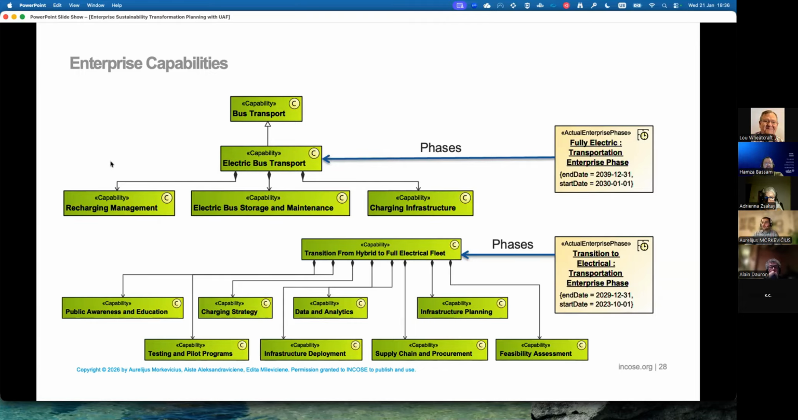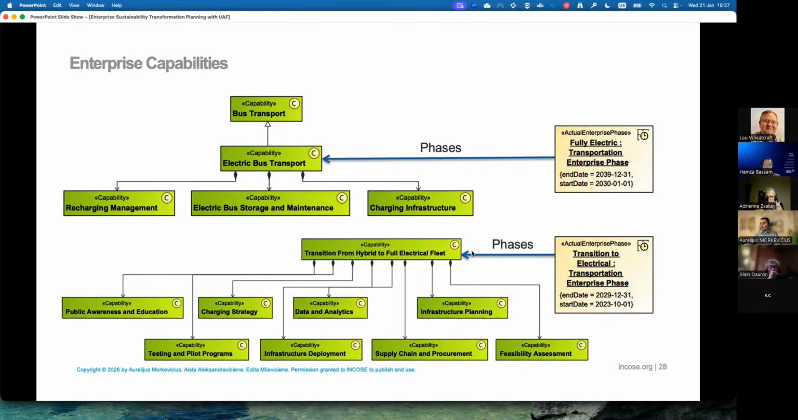In addition to what's there, we identify that we need 3 new capabilities, such as recharging management, electric bus storage and maintenance, and the charging infrastructure. So these are the core new capabilities. Yes, we're going to need some increment on other capabilities, like, for example, maintenance, because the maintenance of electric buses is different than the maintenance of hybrid buses. But the capability is still there. It's just that it's going to be modified. But these 3 are completely new ones that we identified and that we need to implement to be able to switch from the current phase to the future phase.